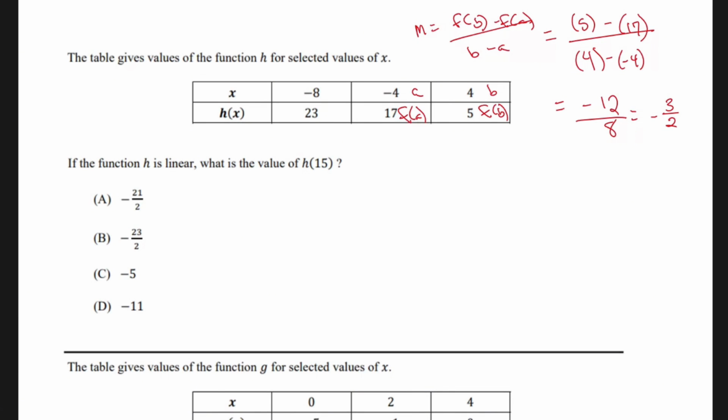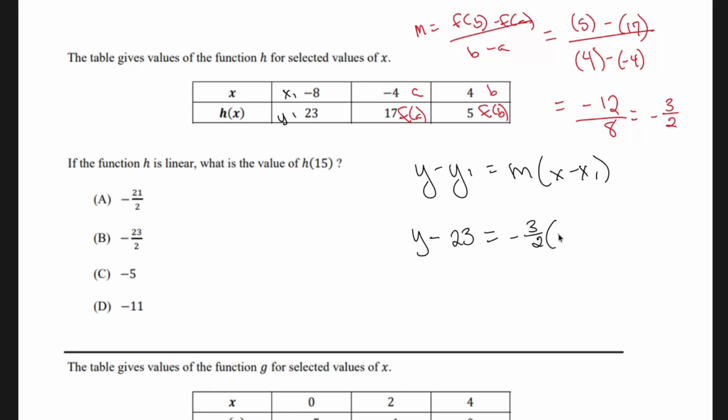Now I'm going to use point slope form, which is y minus y sub 1 equals m times the quantity x minus x sub 1. Okay, so since I already used these 2 points, why don't I just use you as my x sub 1, and you as my y sub 1. So plugging all of this in, I have y minus 23 equals my slope, negative 3 halves, times the quantity x minus negative 8 or x plus 8.